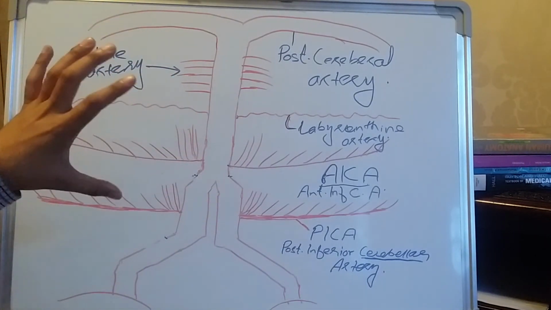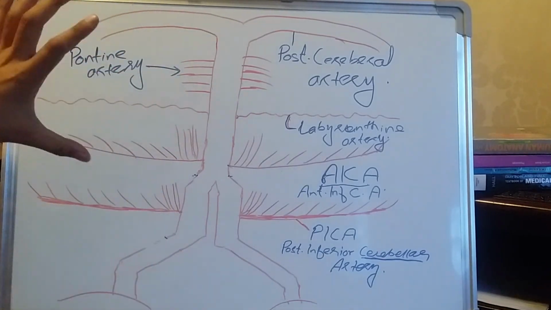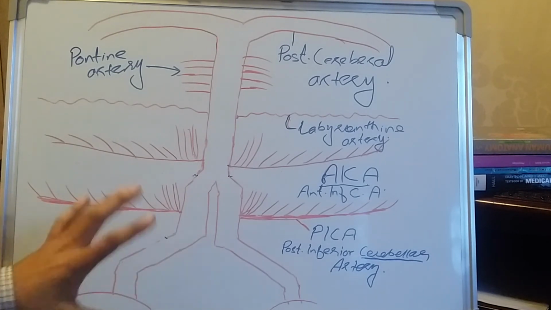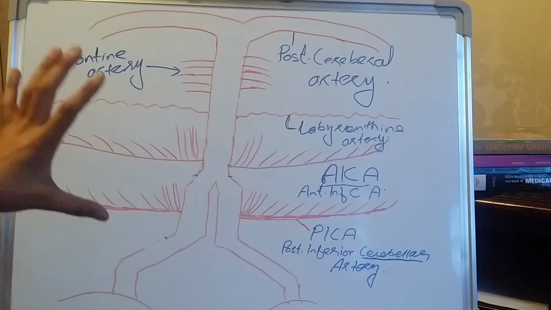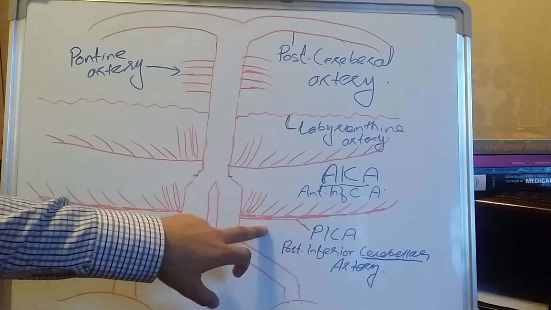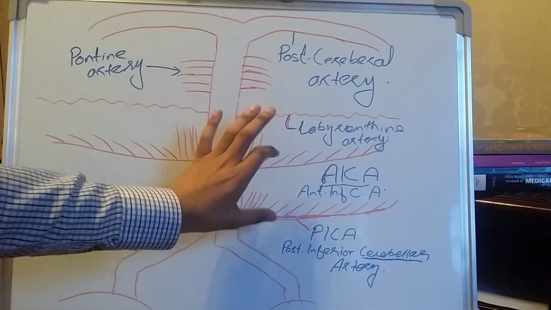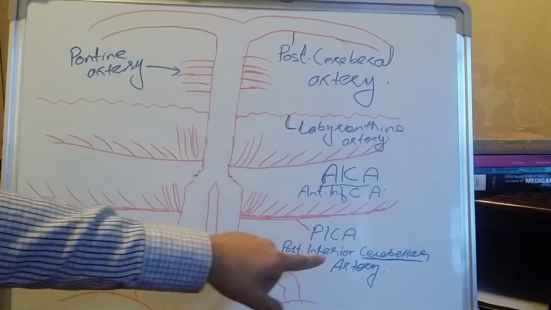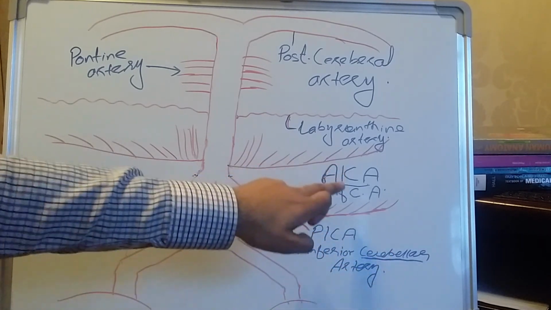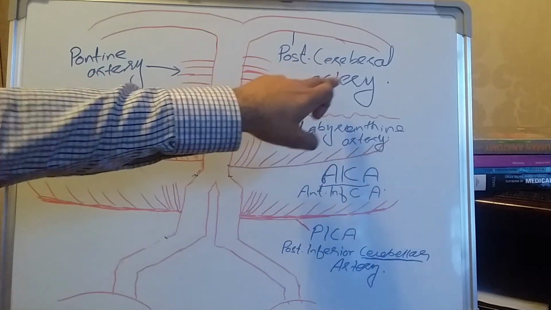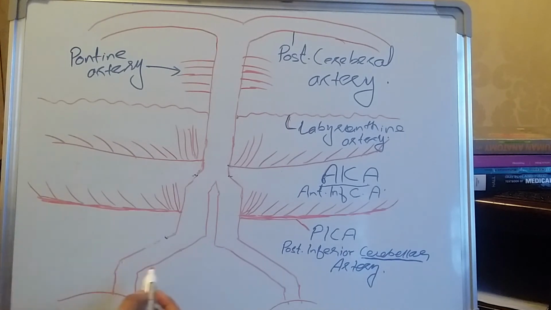So we have discussed the branches which mainly originate from the basilar artery and provide blood supply to the most important parts of our brain. It is easy to remember PICA and AICA, which go together: the posterior inferior cerebellar artery, the anterior inferior cerebellar artery, the labyrinthine arteries, the pontine arteries, and the posterior cerebral arteries. Another type of branches originate from here and provide blood supply to our spinal cord.